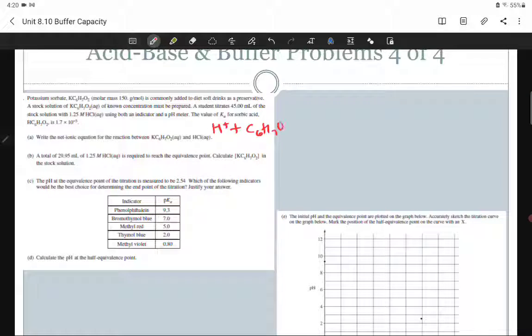And so you're going to get that. And we'll just combine those. I think that's a pretty good net ionic. We have a volume and molarity to reach the equivalence point. And remember, we were also told we had 45 milliliters of the stock. So you could get away with doing an M1V1 equals M2V2, or you could do factor label. Either of those would be terrific. I'm not going to do either because we can just check out some answers.